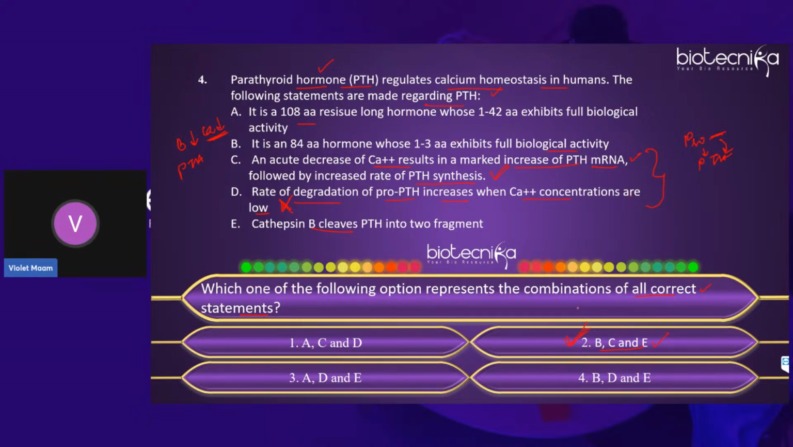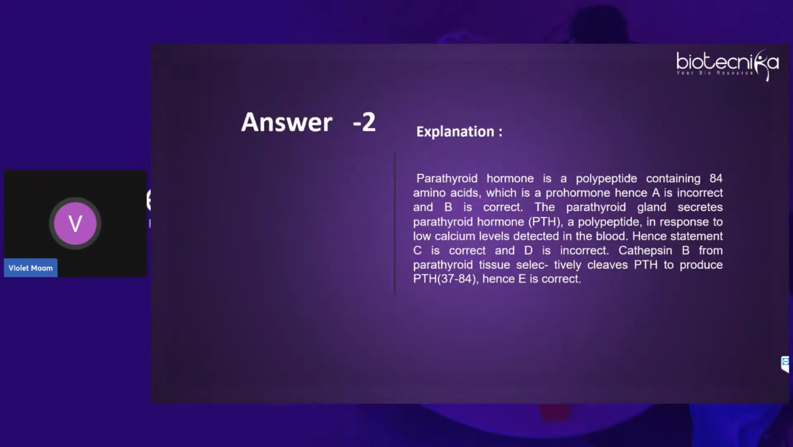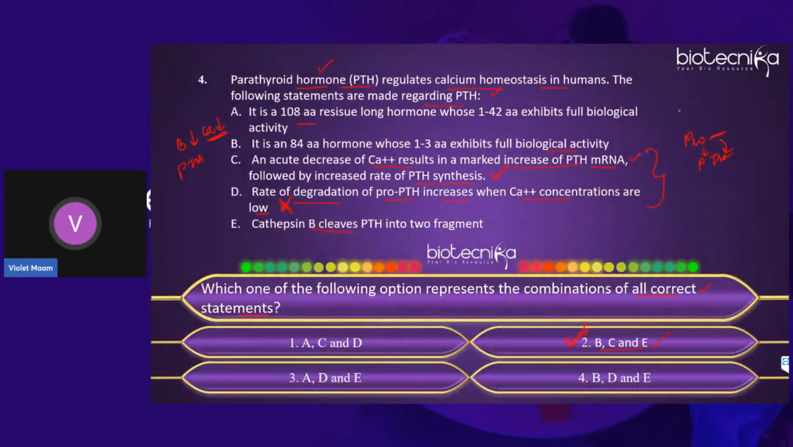But yes, let's see what is the structure of parathyroid hormone. Parathyroid hormone is a polypeptide. Remember it has 84 amino acids, and as I said, it is a pro-hormone. Pro-hormone means it is not synthesized in an active form. It will be initially inactive, but then it will get converted into active. So that is the meaning of a pro-hormone. Hence, A is incorrect and B is correct, because it is 84 amino acids and A stated around 108. So A is incorrect, B is correct.